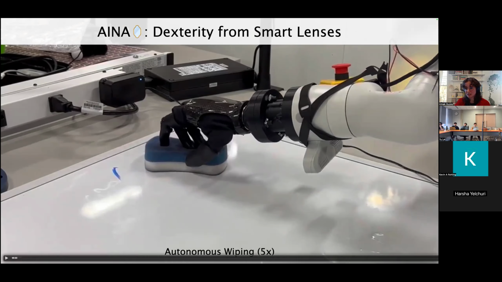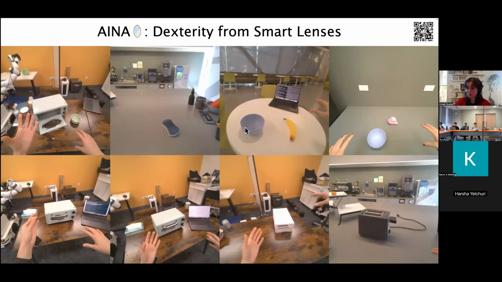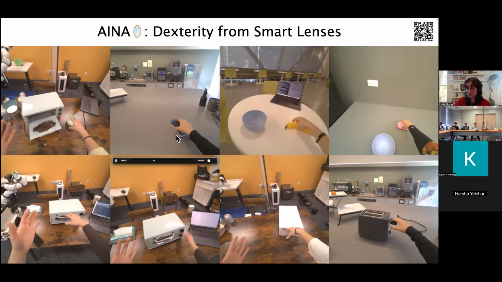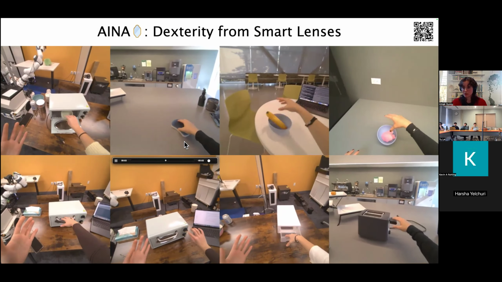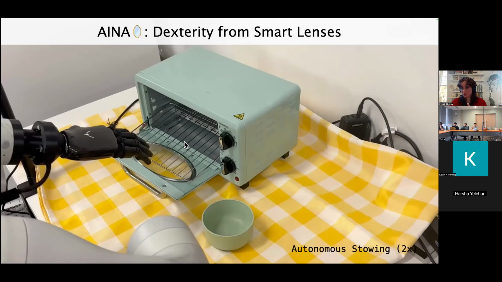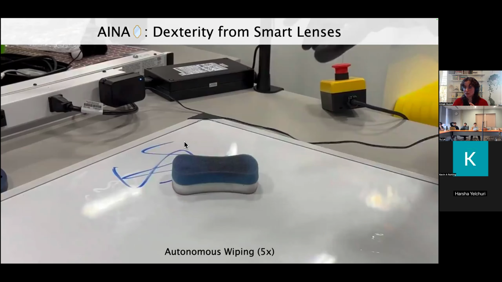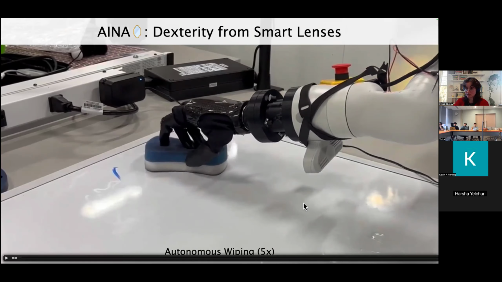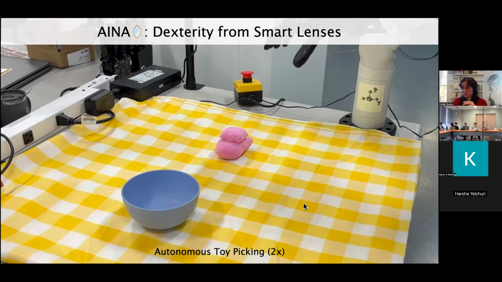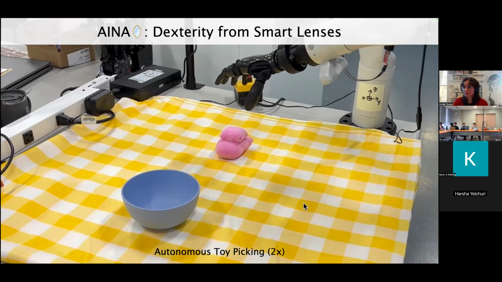For this wiping task, the demonstrations are collected like this, and it's all point-based. So we don't condition where to wipe exactly. The success rate was calculated on how good the grasp is and how well it is able to wipe, but not whether it's going towards the wipe. The wipe is just drawn very randomly. And then we have this simple toy picking task.